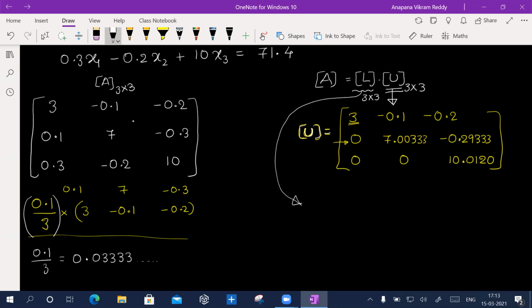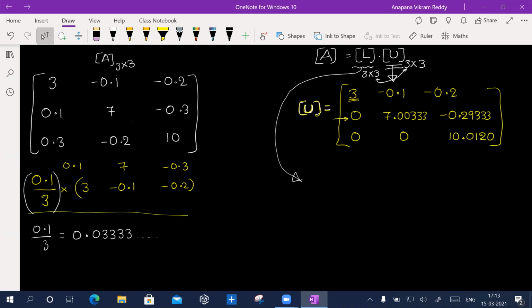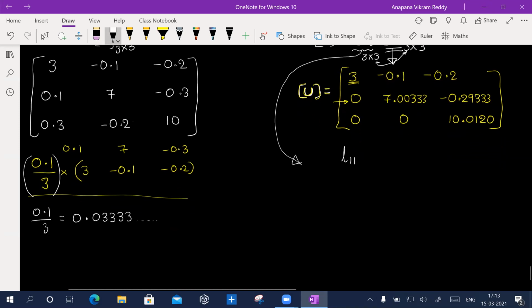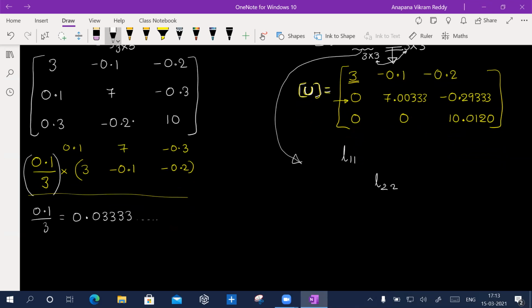Conformable means what? The number of columns in the first matrix should be equal to the number of rows in the second matrix. So therefore, L must be 3 by 3. So let me take this way. Let me take L as a lower triangular matrix, L11, with diagonals here, L22 and L33. So I have zeros all the way here, like this. Now, this is L21, and this is L31 and L32. So this is my lower triangular matrix.